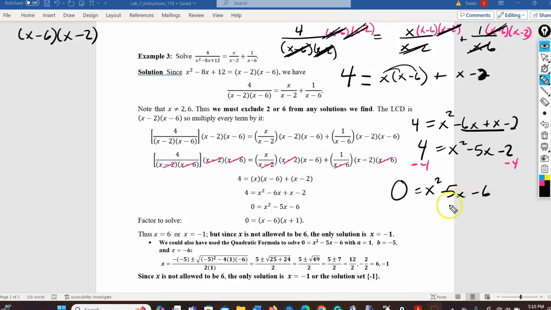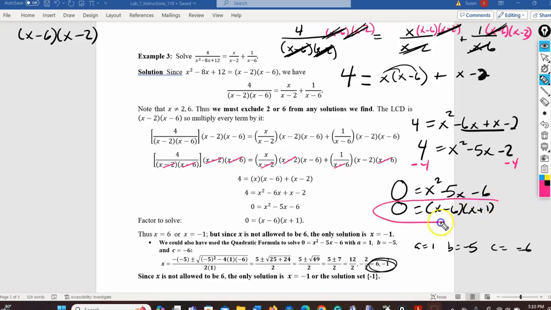Now I can get the solutions to this by using the quadratic formula where a is equal to 1, b is equal to negative 5, and c is equal to negative 6, which I've done here, and it gives you these possibilities, or you can just factor it. Two numbers that multiply together to give you negative 6, but they add up together to give you negative 5. That would be negative 6 and positive 1. And you can see then that the solutions to this, what will make this 0? Well, one is if x is equal to 6, and the other is if x is equal to negative 1.